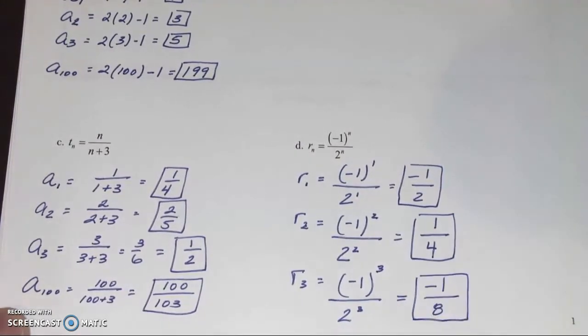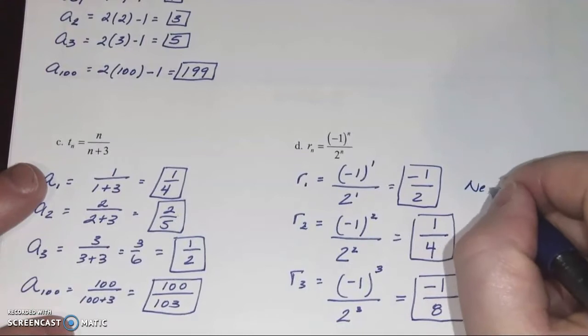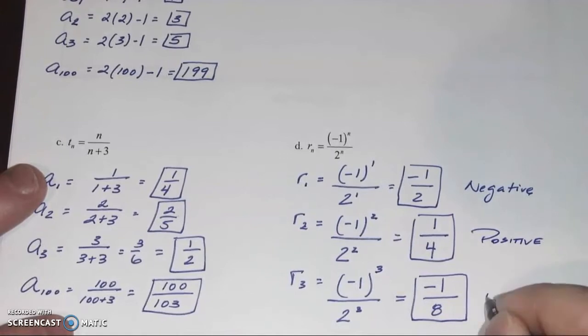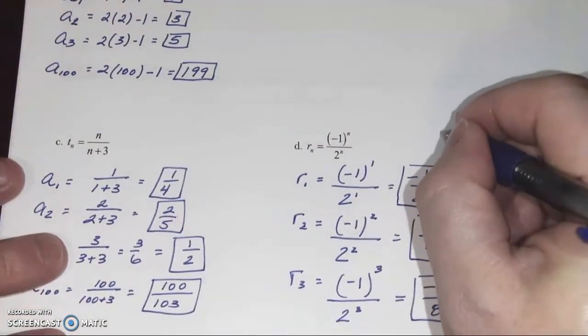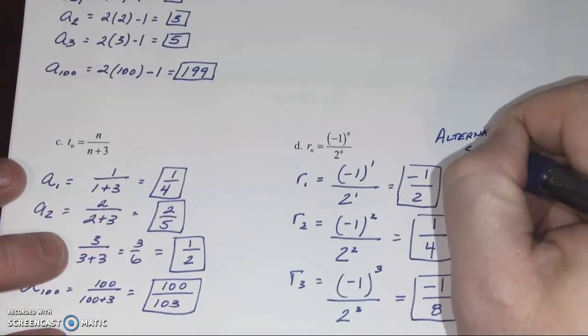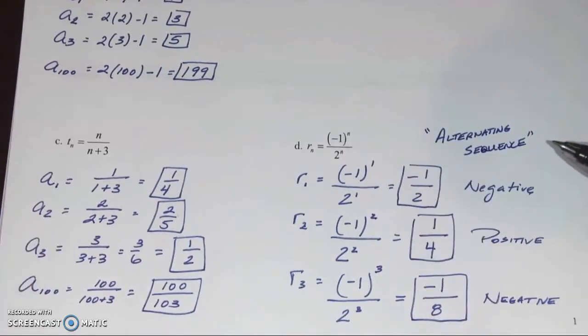And I won't ask you to do the 100th term, because 2 to the 100th power would get a little bit ridiculous. But it's interesting to see. Our first term was negative, our second term positive, and our third term negative. Maybe stop and think for a second, what's going to happen as this sequence gets bigger? The fourth term would be positive, the fifth term negative, and we call this an alternating sequence. When terms of a sequence alternate positives and negatives, we call it an alternating sequence.